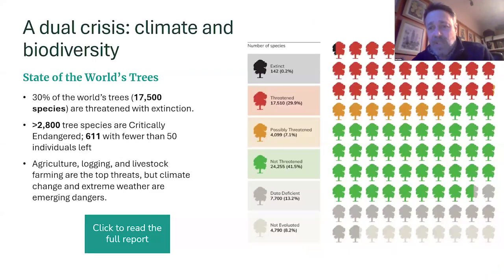Now, ironically, at the same time, we have an extinction crisis for the world's tree species. There are around 58,000 tree species in the world. My organization, BGCI, has led the global tree assessment over the last 10 years. And the results of that are showing that around 17,500 tree species are threatened with extinction. We have nearly 3,000 that are critically endangered, and around 600 with fewer than 50 individuals left. So there's an irony here that everyone wants to plant trees, but not these trees. And these trees have important roles to play within their own ecosystems, as I will describe.